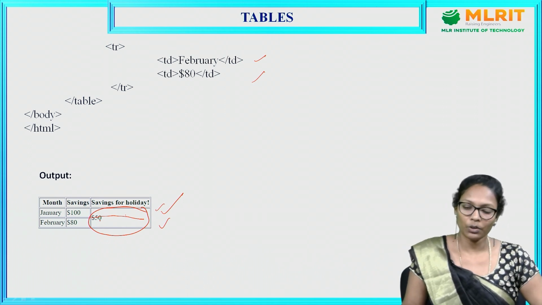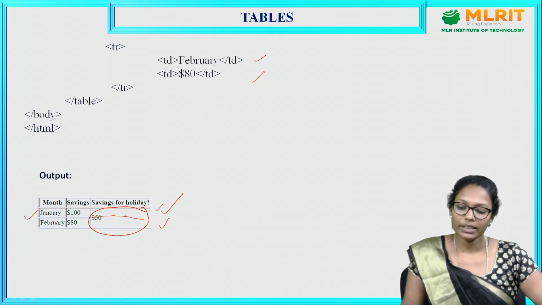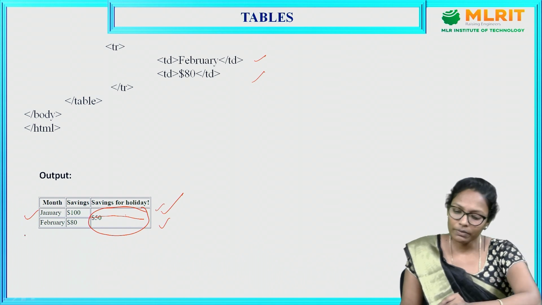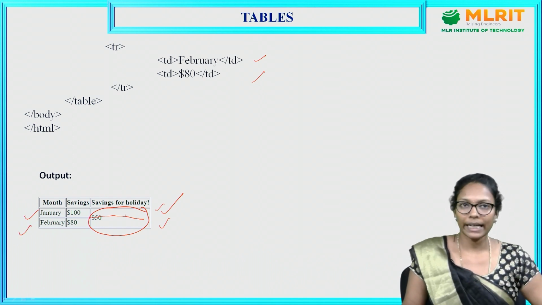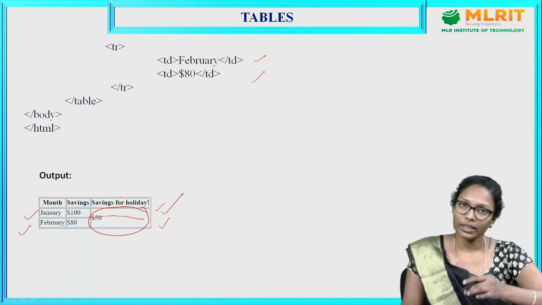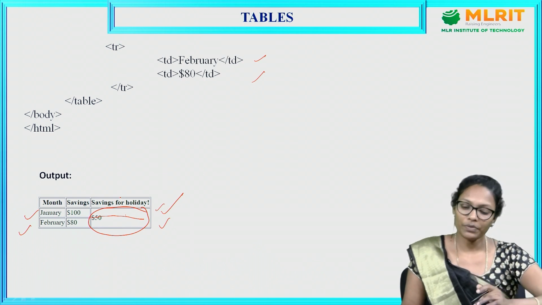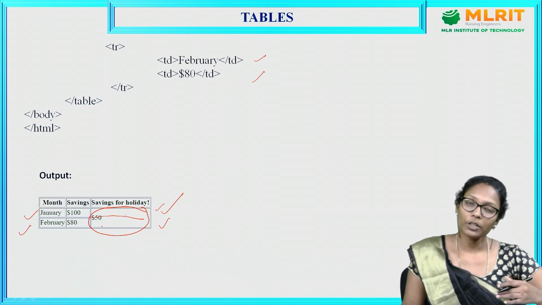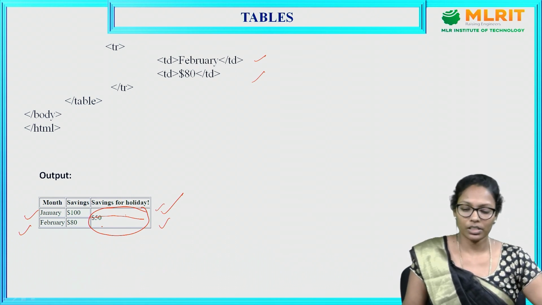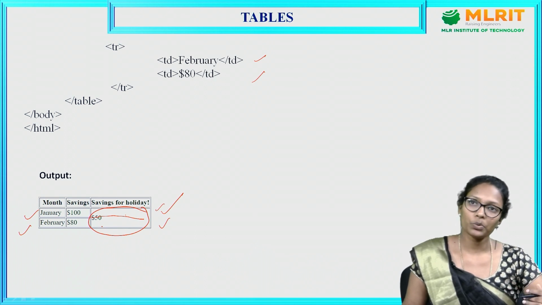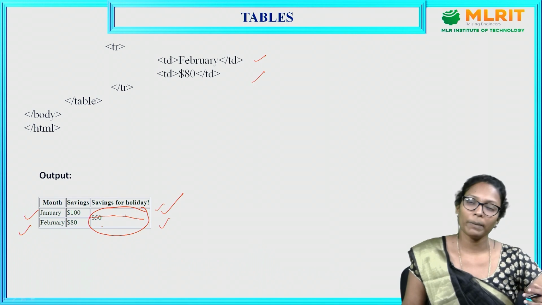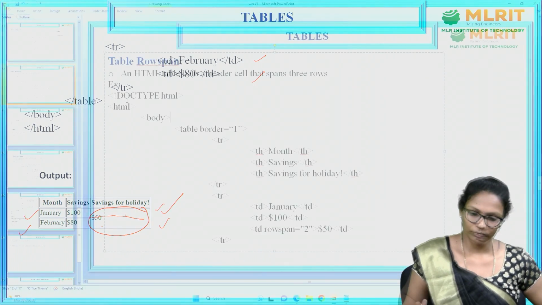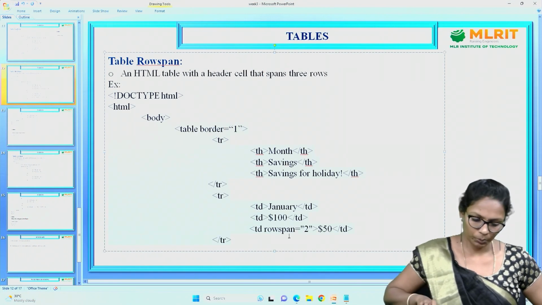and it will be printed the value as $50. So for the January month, the savings are $100. For the February month, the savings are $80. But all together, I mean, in both the months, you have saved $50 for your holiday. So combining those 2 months together is $50. To specify that, you're using row span. So using row span, you can merge 2 rows here. We'll just see the output of this.